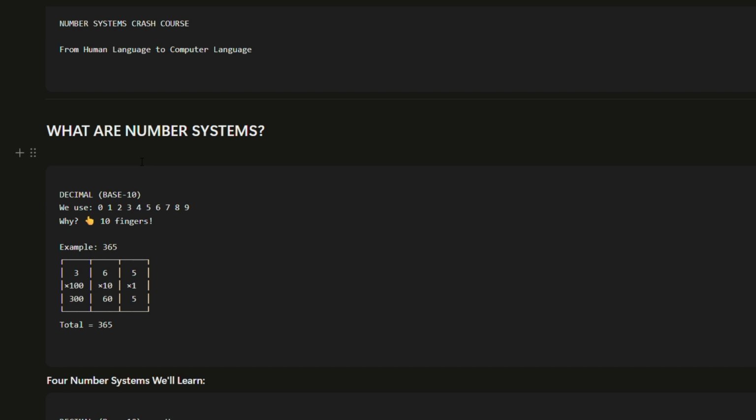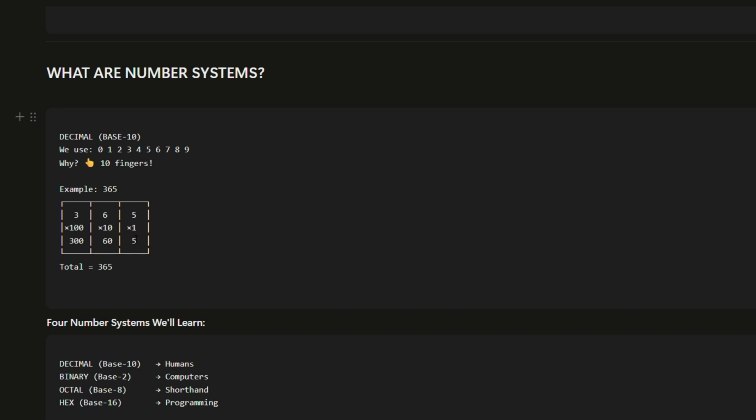So it's just a way to represent numbers or to quantify things. You've been using decimal your entire life. If you think about it, we use 0, 1, 2, 3, 4, 5, 6, 7, 8, 9, and we call it base 10 because it has 10 possible digits. When you write the number 365, what you're essentially saying is there are three hundreds, six tens, five ones. Basically, it's 300 plus 60 plus 5, which is 365.